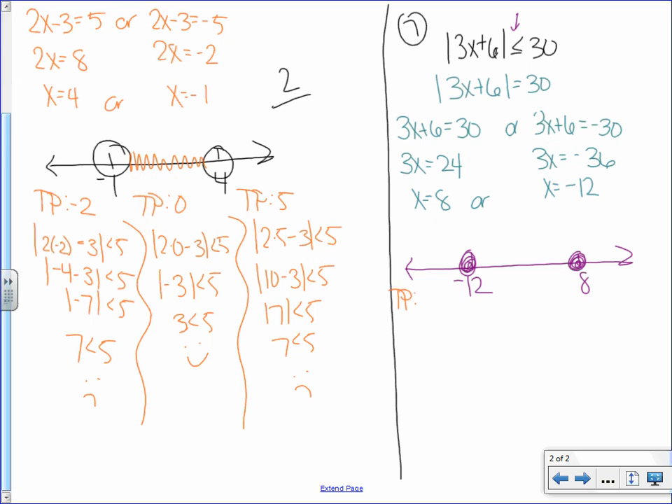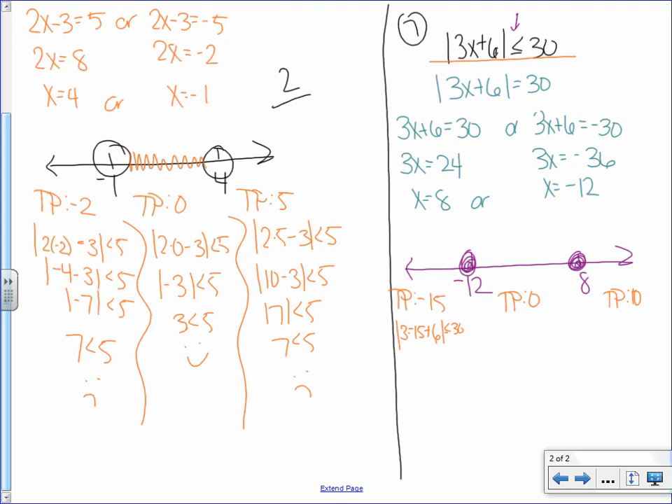So how would I test negative 15? Why not? Let's test 0, and let's test 10. And I'm checking in the original inequality. So this is going to be, whoop, almost dropped my calculator. The absolute value of 3 times negative 15 plus 6.